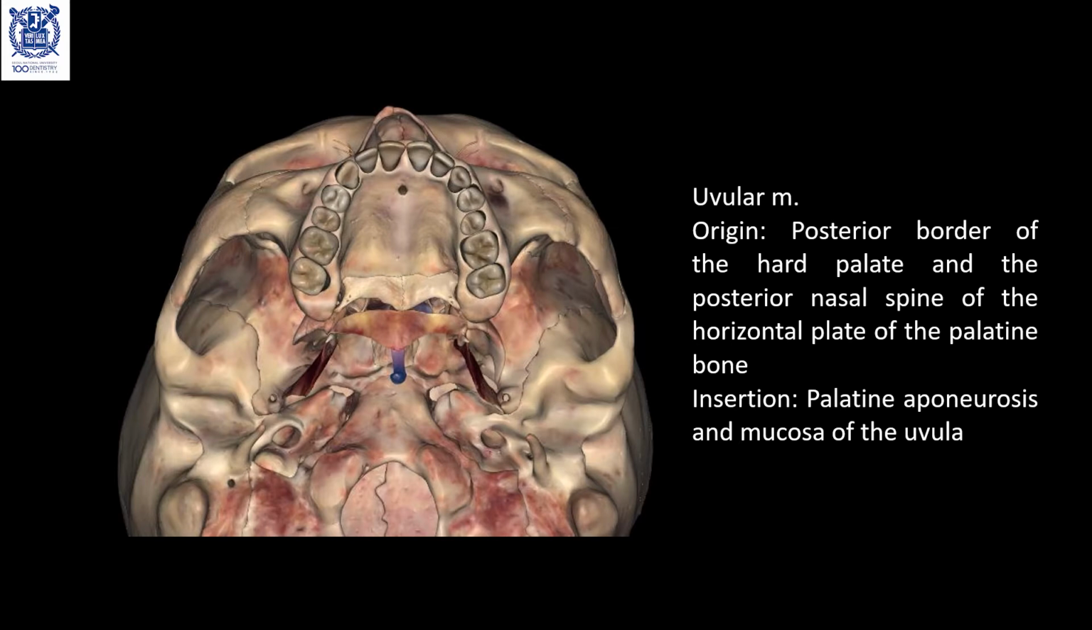It originates from the posterior border of the hard palate and the posterior nasal spine of the horizontal plate of the palatine bone. It inserts to the palatine aponeurosis and mucosa of the uvula. Its main action is to move and change the shape of the uvula.